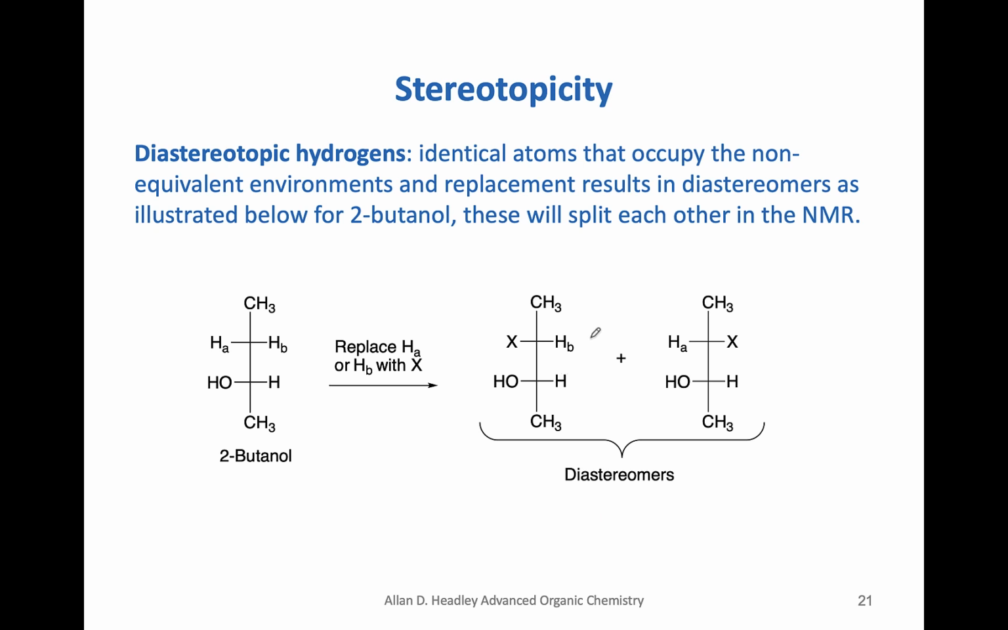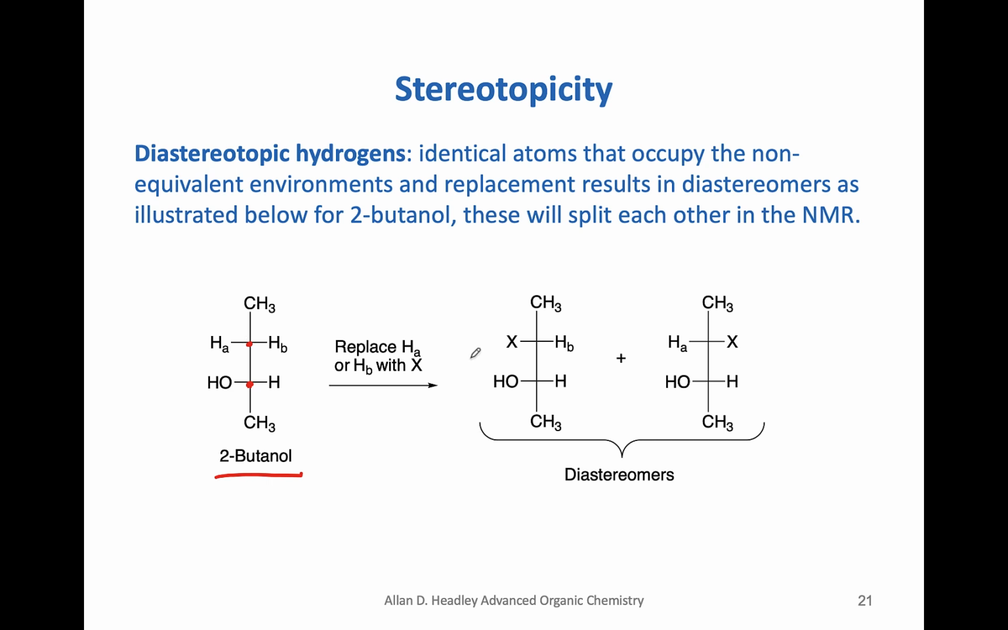Let's look at another example here, diastereotopic hydrogens. So here we have, let's look at this for example, 2-butanol. We have one chiral carbon here, because we have 1, 2, 3, and 4 groups bonded to this carbon. This carbon here is not chiral because it has 2 hydrogens bonded to that same carbon.